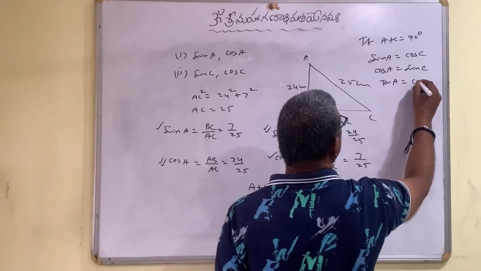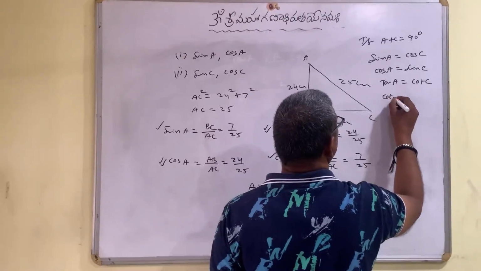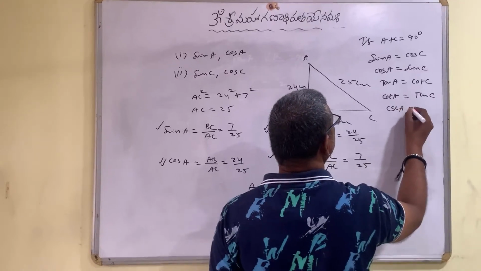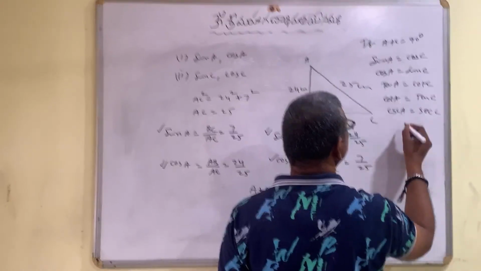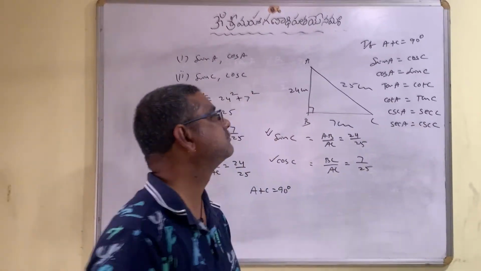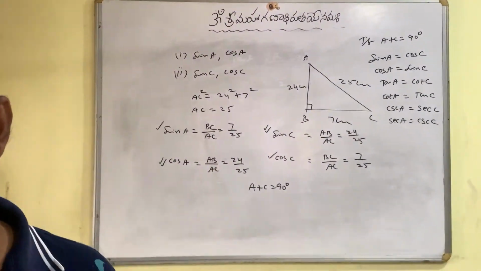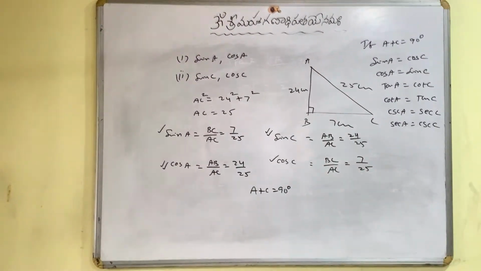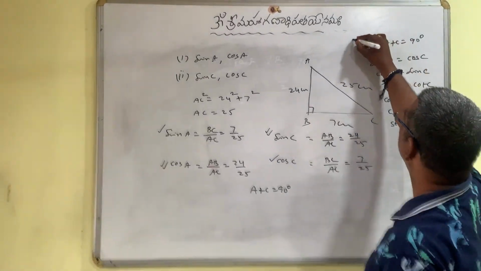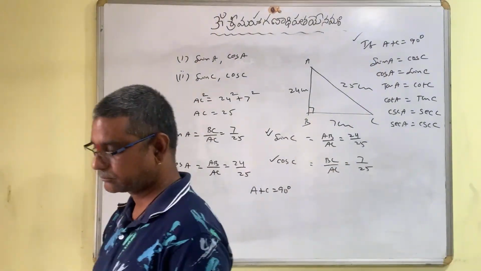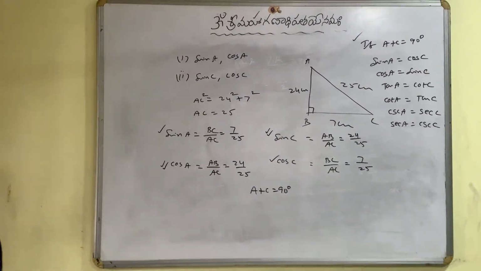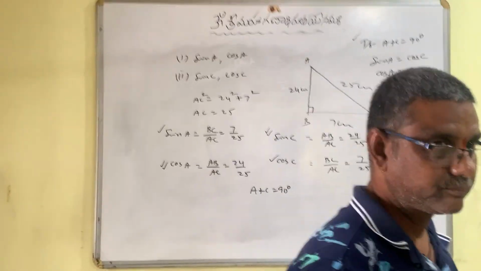Tan A is equal to cot C, cot A is equal to tan C. Cosecant A is equal to secant C, secant A is equal to cosecant C. This is what we have to understand. Note down this one. It is very much helpful to you in solving the problems.